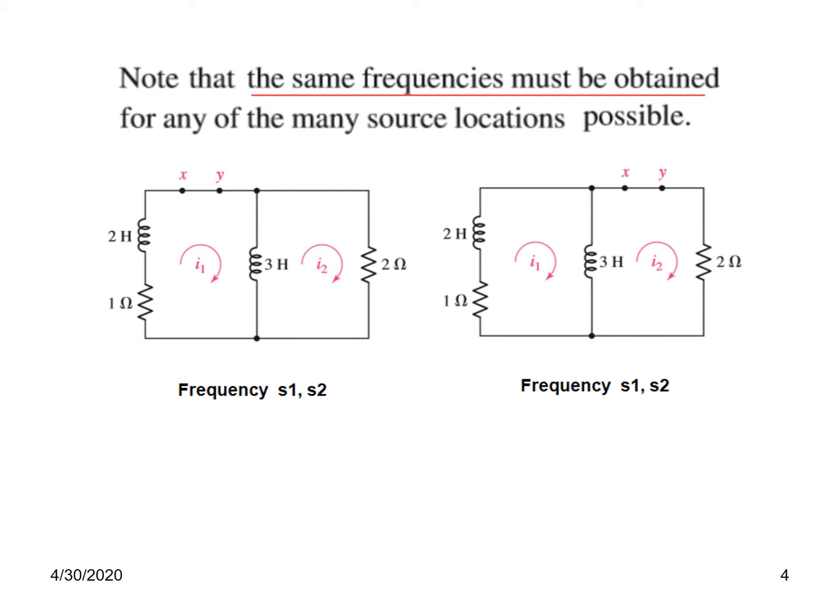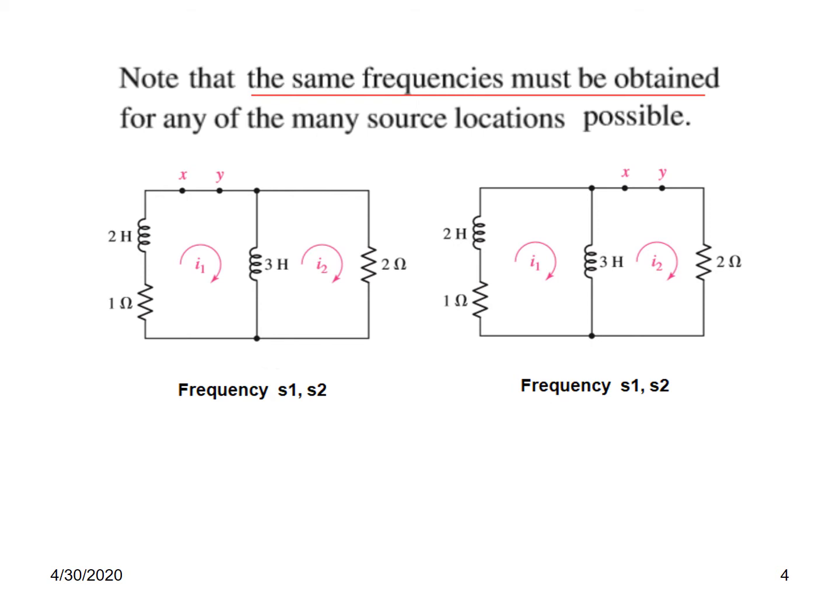Another point that we come across when solving the problem is that whether we connect a source here or we connect the source here, the frequencies will be the same. So if we calculate the frequencies s1, s2 in this case, then in the second case we don't need to calculate these frequencies again. We'll just assume that the frequencies are the same, s1 and s2.